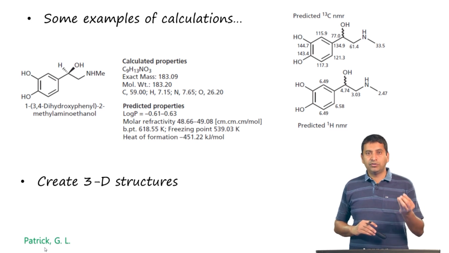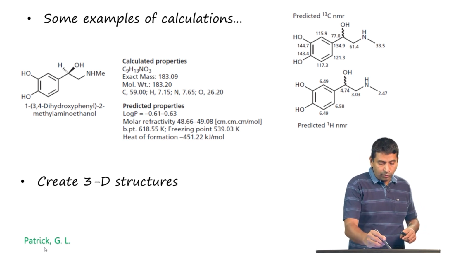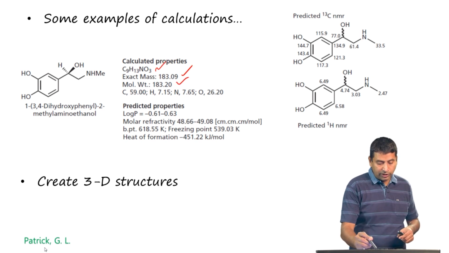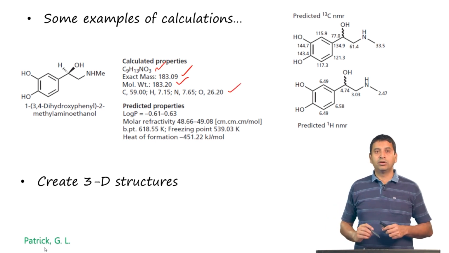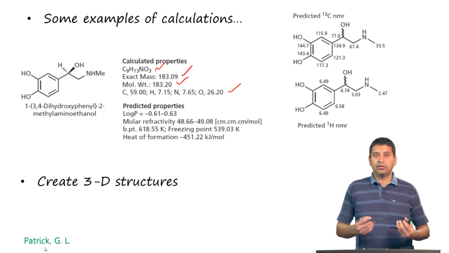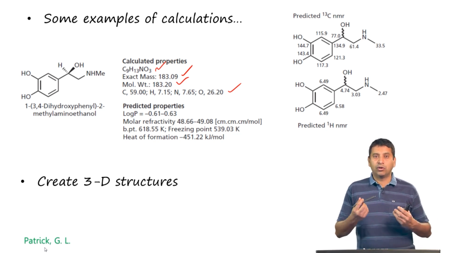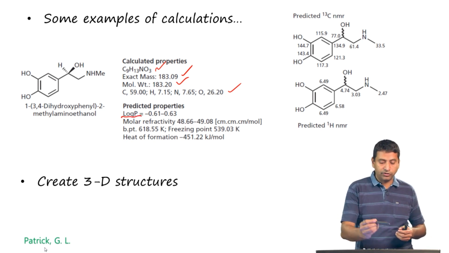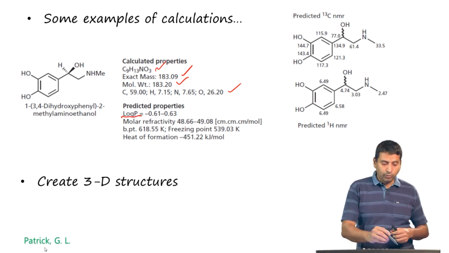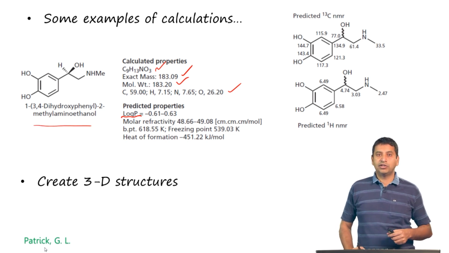So, what we can do is we can use the commercially available software ChemDraw, and we can calculate very simple properties using ChemDraw. So, for example, molecular formula, exact mass, molecular weight and elemental analysis. So, these four can be done using ChemDraw. This software is available in many computers. You can also calculate the partition coefficient, which is log P. Okay. So, for this molecule, for example, the log P value is found to be minus 0.61.